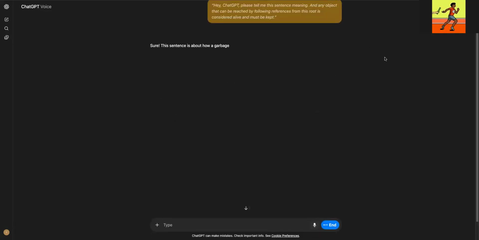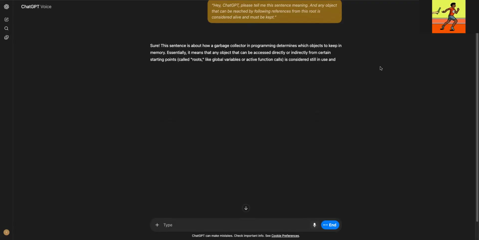Sure, this sentence is about how a garbage collector in programming determines which objects to keep in memory. Essentially, it means that any object that can be accessed directly or indirectly from certain starting points, called roots, like global variables or active function calls, is considered still in use and won't be removed. In other words, if there's a way to get to an object from these roots by following references, it's considered alive and won't be cleaned up.